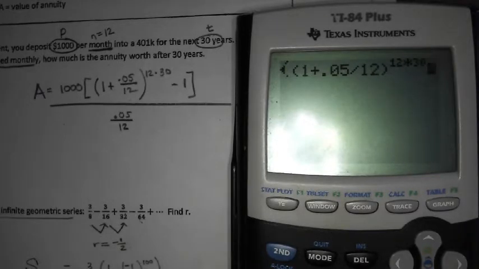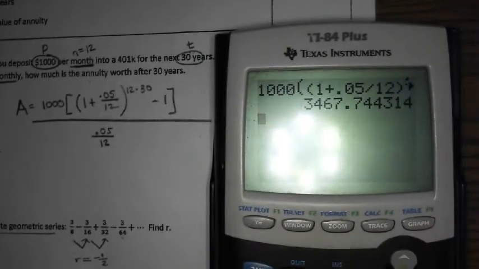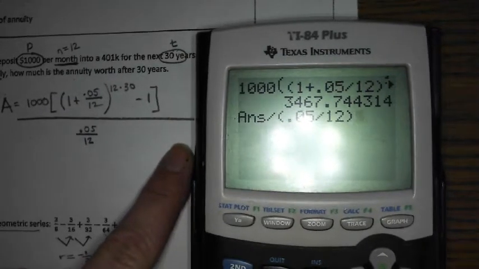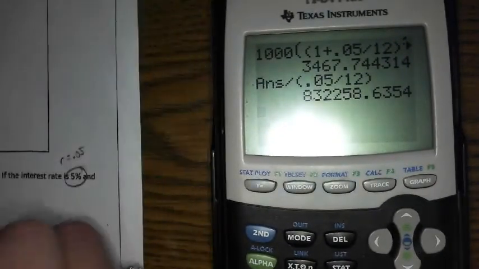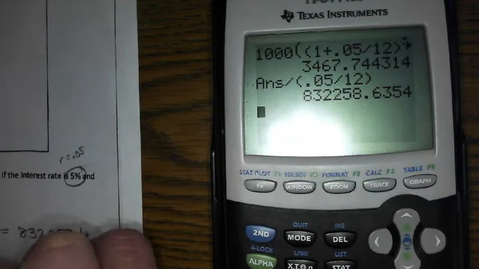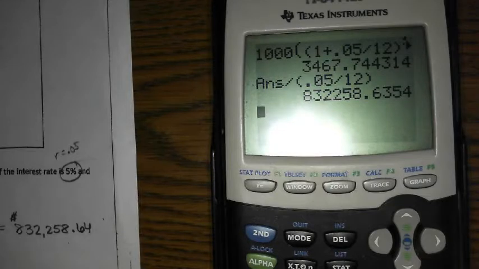So there's my numerator divided by my denominator, I'm going to keep in parentheses 0.05 over 12, and my final account value after the 30 years will be $832,258.64. So that's awesome, right? I hope.